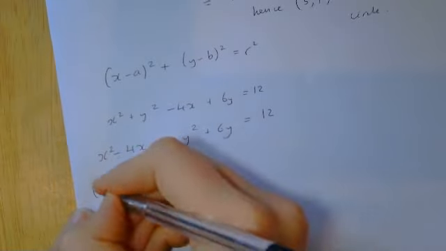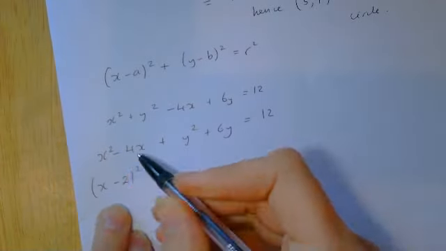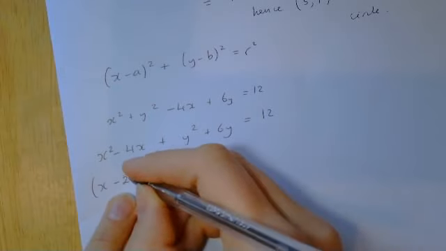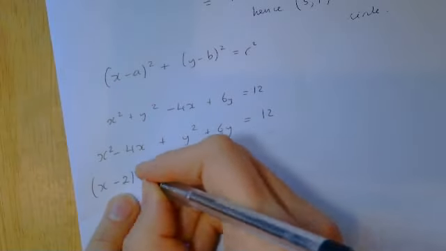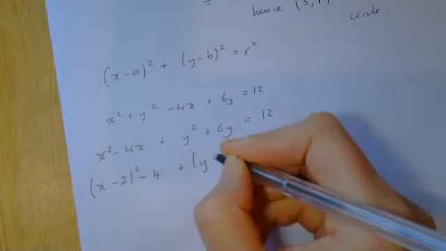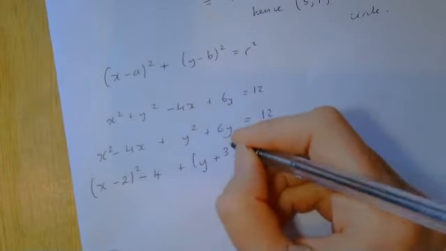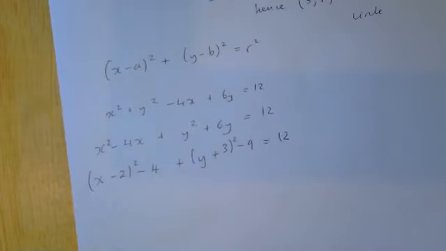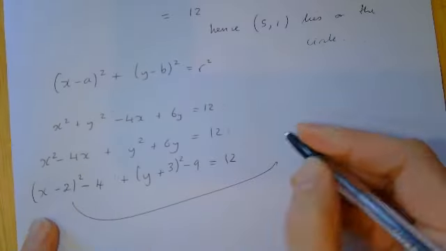Now I'm going to complete the square on each of these parts. So I'm going to complete the square on that part. So I get x minus 2 squared, but then I need to remember to take away what I get when I do minus 2 times minus 2, which is 4. So I need to take away the 4. If that was a blur, look up completing the square.